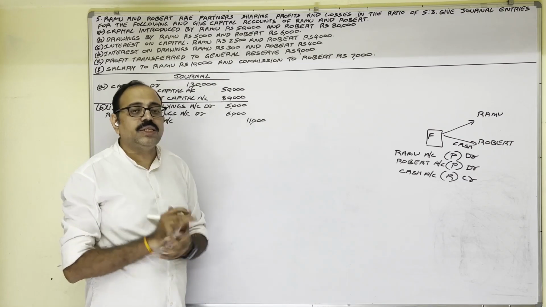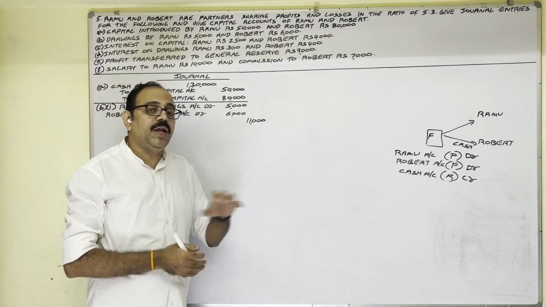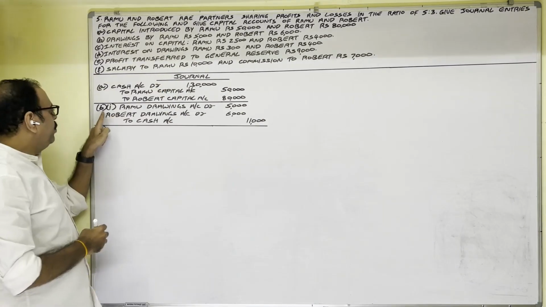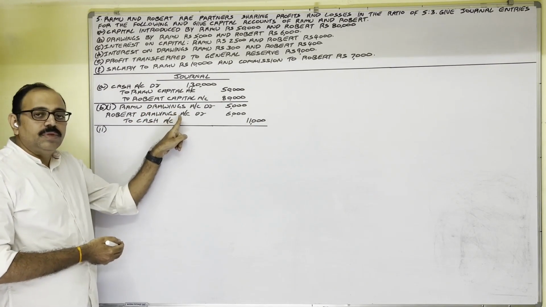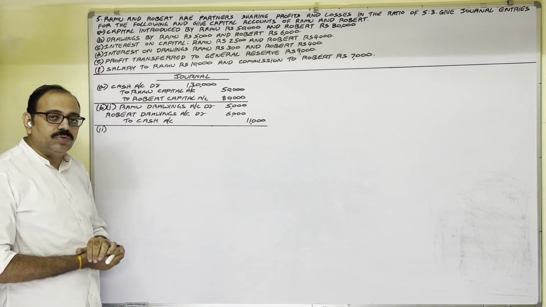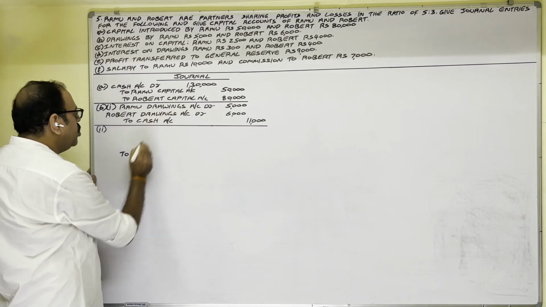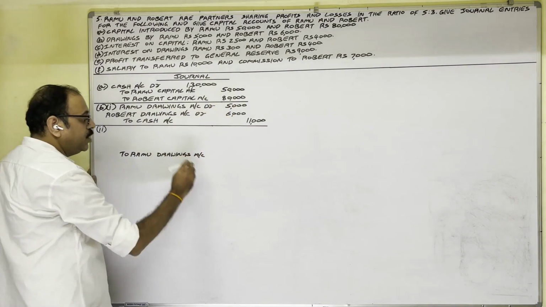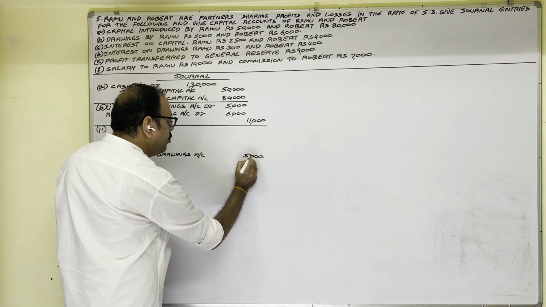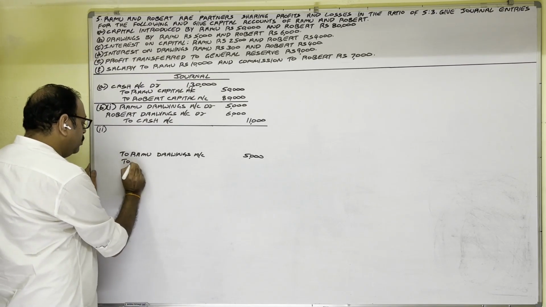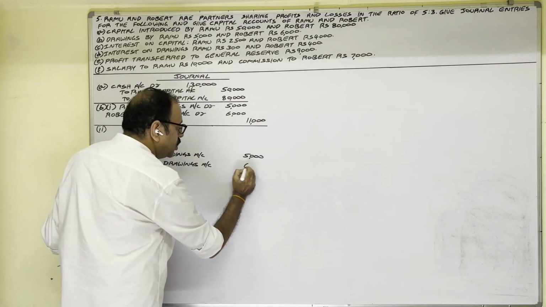So to close the drawings accounts, in other words, to transfer drawings account amounts to capital accounts, we have to write one entry now. B bit second entry. How did we create a drawings account? By debiting. If you want to close a drawings account, then you have to credit it. So, to Ramu drawings account amount 5000. To, no, means we are crediting, no? So in the credit column write down the amount. Then to Robert drawings account amount 6000.